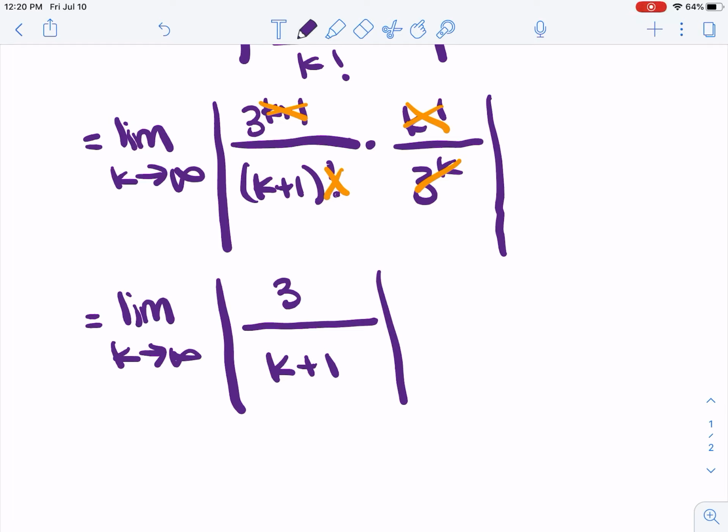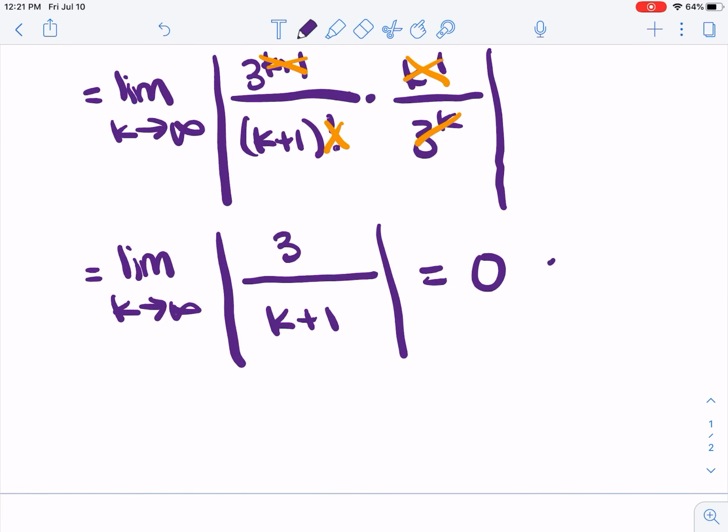Now, that's a limit that we can find. The limit as k goes to infinity of 3 over k plus 1 is 0. That ratio gets smaller and smaller as k gets bigger and bigger. That's 0. 0 is less than 1, and therefore this series converges by the ratio test.